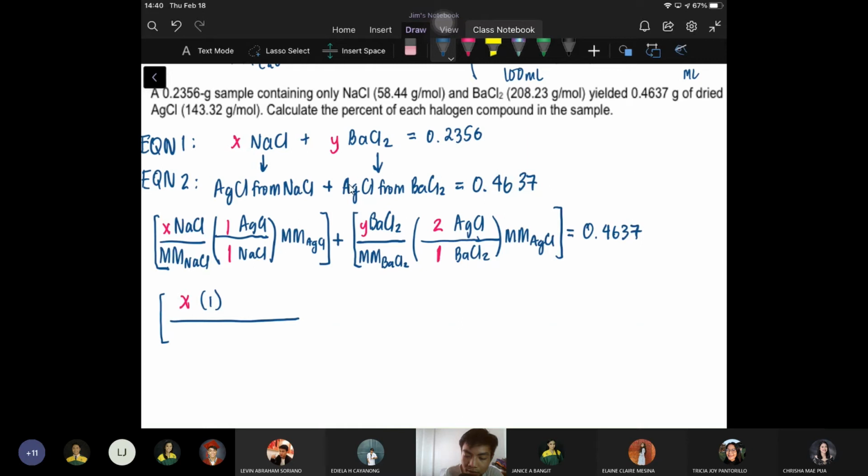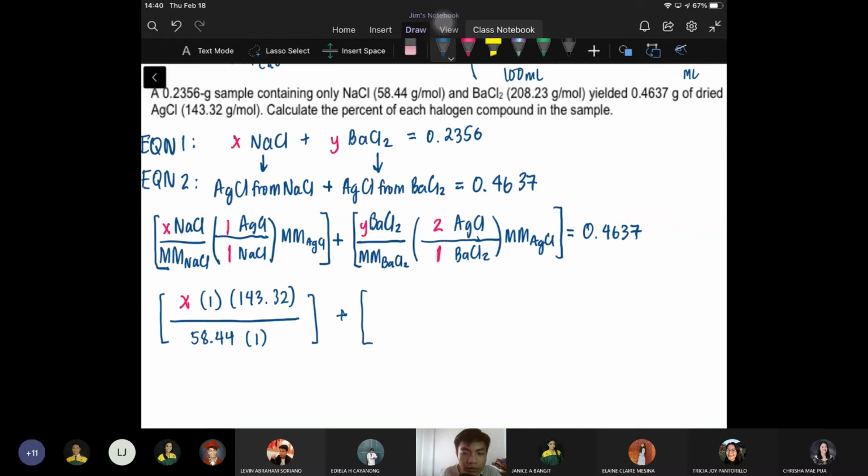Okay? Molar mass ng AgCl, nasa numerator yan mapupunta. Ito, 143.32. Numbers na lang nilalagay ko, ha? Okay. So, ito yung X, ito yung 1, ito yung molar mass ng AgCl. Ito yun. Punta tayo sa denominator. Ano yung mga nasa baba? Molar mass ng NaCl times 1. So, ito yung molar mass times 1. Yan. So, we're done. Tapos na tayo dyan.